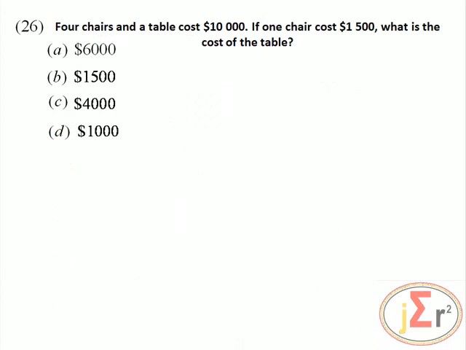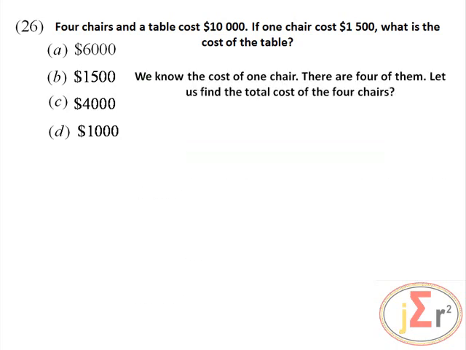Four chairs and a table cost $10,000. If one chair costs $1,500, what is the cost of the table? So 4 chairs and a table cost $10,000. If one chair costs $1,500, what is the cost of the table?